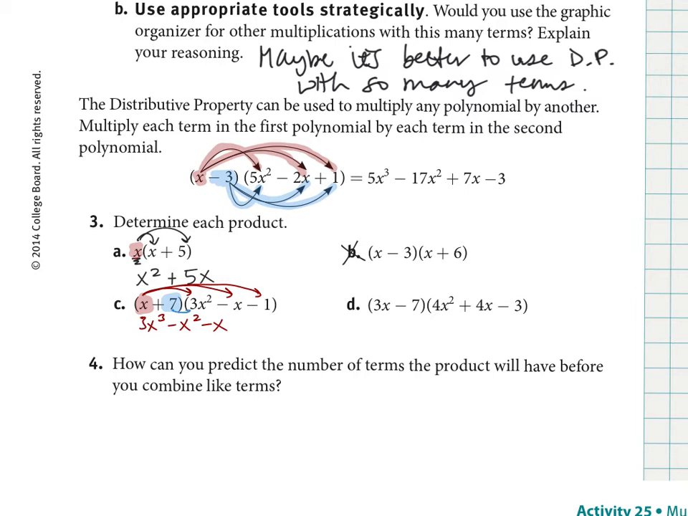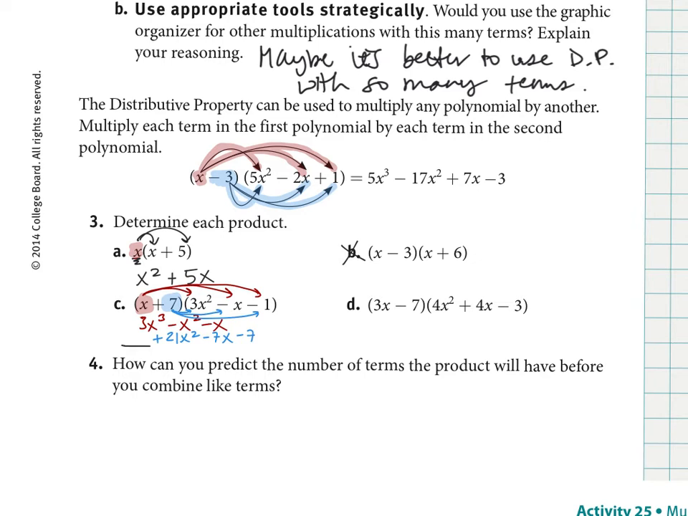Then I'm going to distribute the 7 to the 3x squared. If you can see what I'm going to do here, I'm actually going to line them up vertically so the correct terms are underneath each other. All right, so maybe that'll help you out. So when I do 7 times 3x squared, that's 21x squared. So I'm going to put a positive 21x squared underneath here. Then I'm going to do 7 times a -x, so that's -7x. Then I'm going to do 7 times a -1, so that's -7.